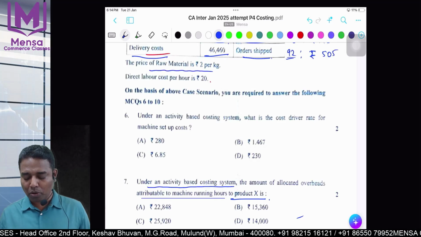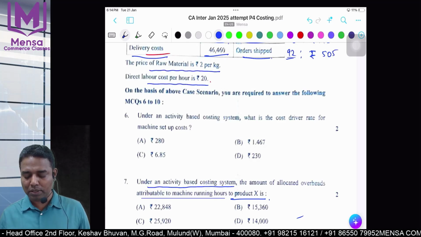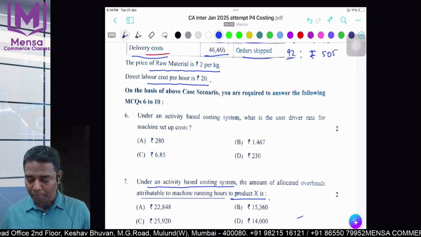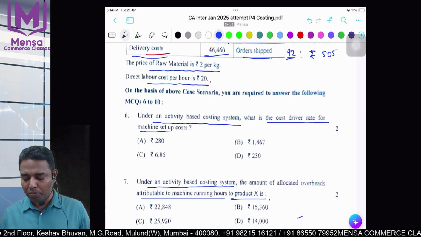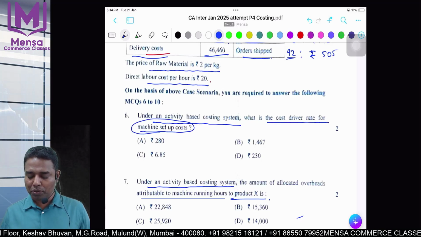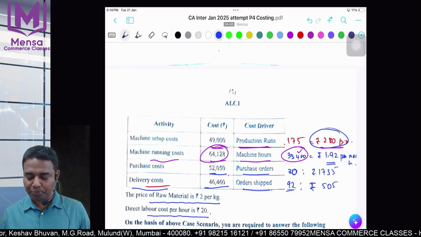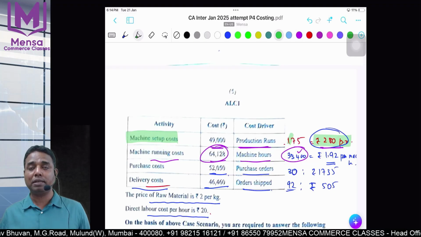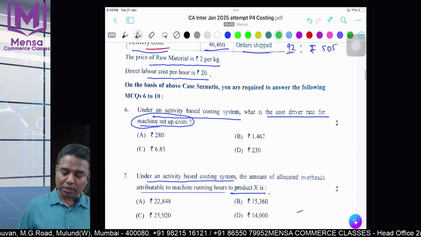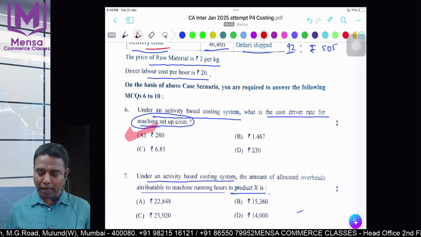The price of raw material is 2 per kg, labor per hour is 20. Under the ABC costing system, what is the cost driver for machine setup cost? If you see here, machine setup cost, the cost comes to 280 rupees. That is a cost per driver. So that is your option number A.